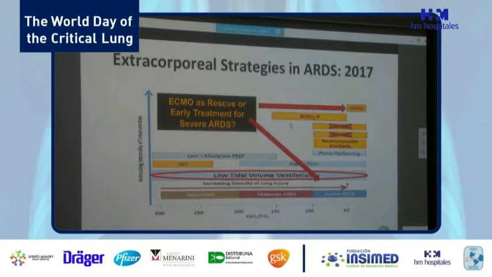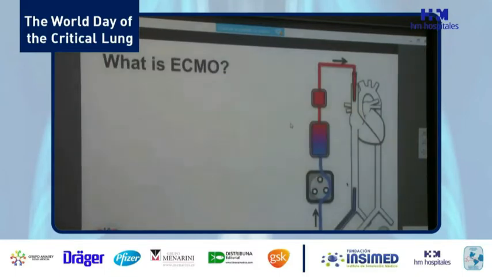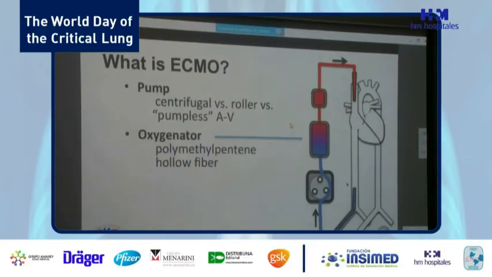So in short, what is ECMO? It's really a mechanical system for extended cardiopulmonary bypass. There's a pump system, which in adults now is most commonly a centrifugal pump, or there can be a roller pump, or if you use arterial-venous communication, then you can use pumpless ECMO. There's an oxygenator, which is most commonly a polymethyl pentene hollow fiber oxygenator.